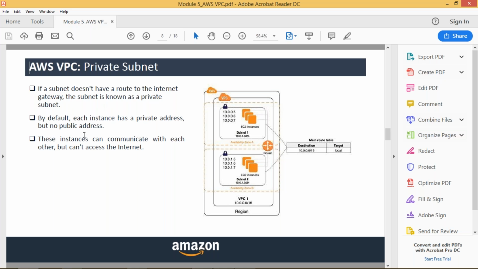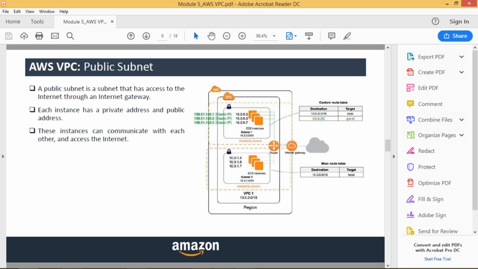These instances can communicate with each other but can't access the internet, right? So we will move further. This public subnet, once your servers are going to speak to the outside world, we have to create a public subnet and provide a specific elastic IP address. You may say you can just go for an internet gateway, or map an elastic IP address to your existing EC2 instances.